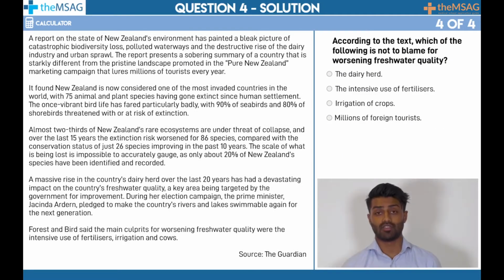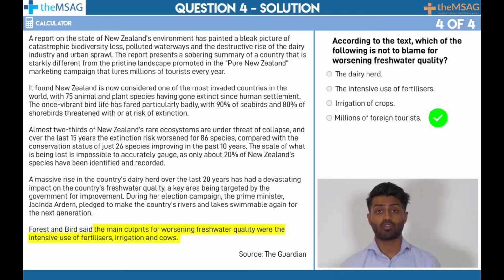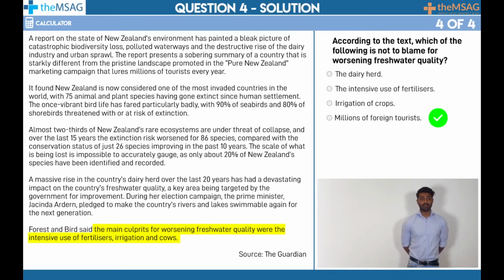This time, the answer is D. This is a not question, so we're looking for what isn't to blame for the worsening freshwater quality. In other words, 3 of the answers will be to blame. The 3 answers that are to blame are found in the last paragraph. The main culprits for worsening freshwater quality were the intensive use of fertilizers, irrigation, and cows. The only answer that is not explicitly mentioned as being to blame are the millions of foreign tourists coming to New Zealand. While it's plausible that the volume of tourists is to blame, the text doesn't make this point, and so D is the correct answer.